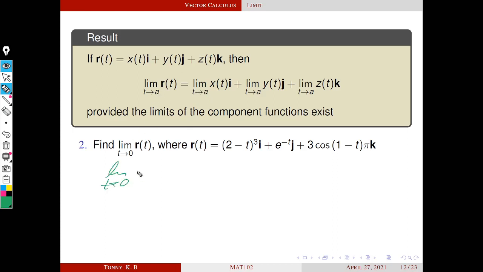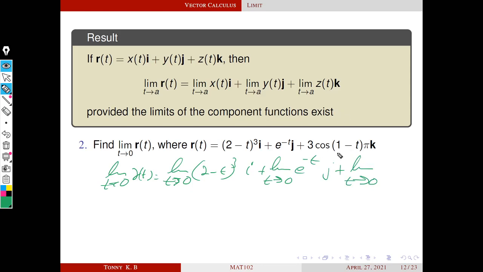Limit t tends to 0 of r of t equals limit t tends to 0 of x of t. Here x of t is (2 minus t) whole cube, i, plus limit t tends to 0 of y of t. Here y of t is e raised to minus t, j, plus limit t tends to 0 of z of t. Here z of t is 3 times cos (1 minus t) pi, k.